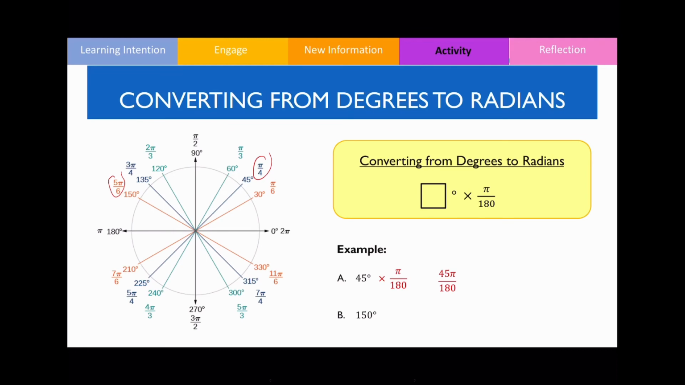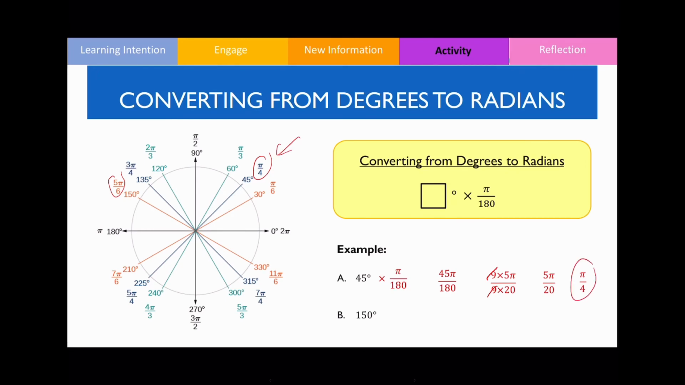Once I get up to this stage, it's super important for us to simplify this. So find out what common factors go into 45 as well as 180. In this case, you'd agree that 9 goes into both 45 and 180, so you can cancel out these 9s. You're left with 5 pi on 20. And we know that 5 can also go into the numerator as well as the denominator. So if you simplify that, it becomes pi over 4. As you can see, that is the answer.